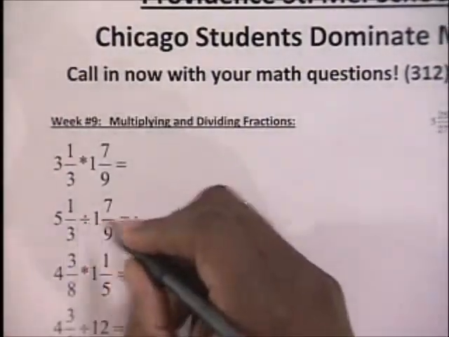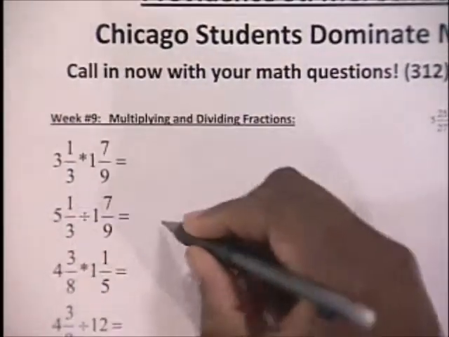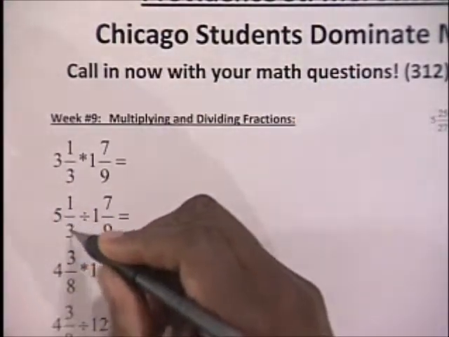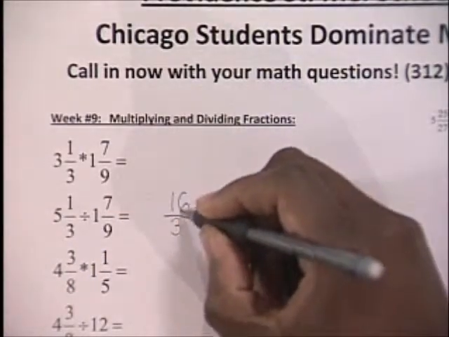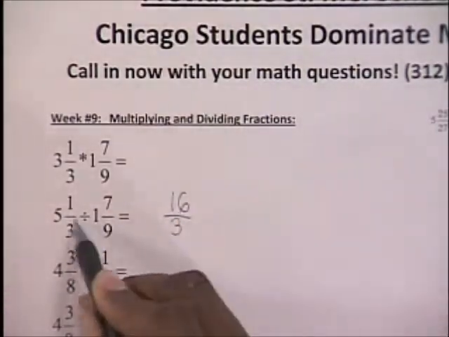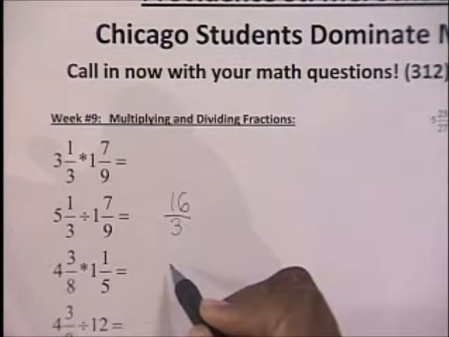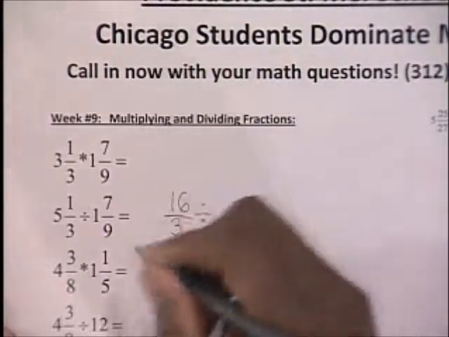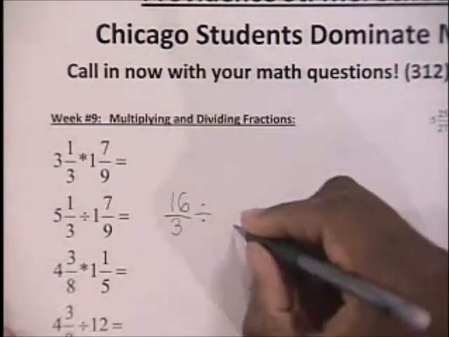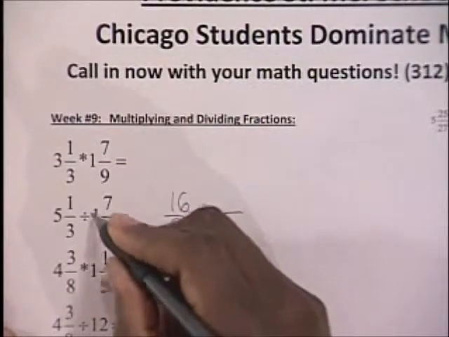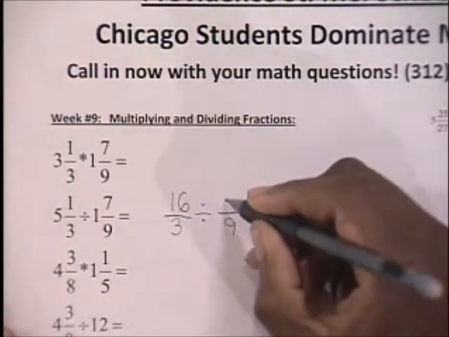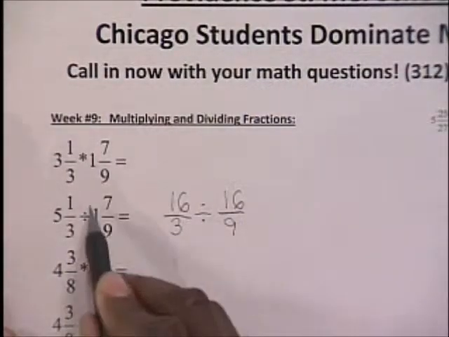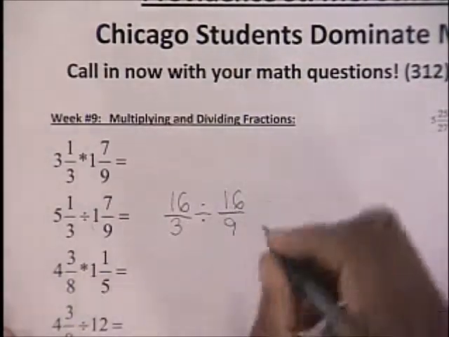Let's rewrite 5 1/3. Keep the denominator 3. Multiply 5 times 3, which is 15, add the 1, and get 16. There's no difference between 5 1/3 and 16/3. Let's keep the division sign for a moment, and let's rewrite 1 7/9. Keep the denominator 9. 9 times 1 is 9. Add the 7, and you get 16/9. There's no difference between 1 7/9 and 16/9.